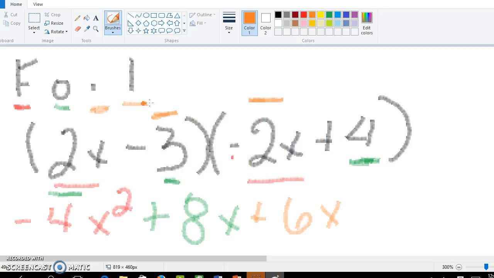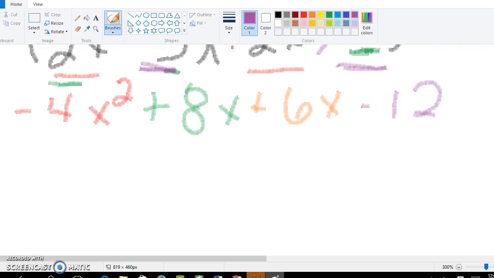Now let's do last. All right. So our last we know is a negative 3 and a positive 4. So 3 times 4 is 12. We know that. But our sign is a positive and a negative, and we have a positive times a negative. We know it's a negative.